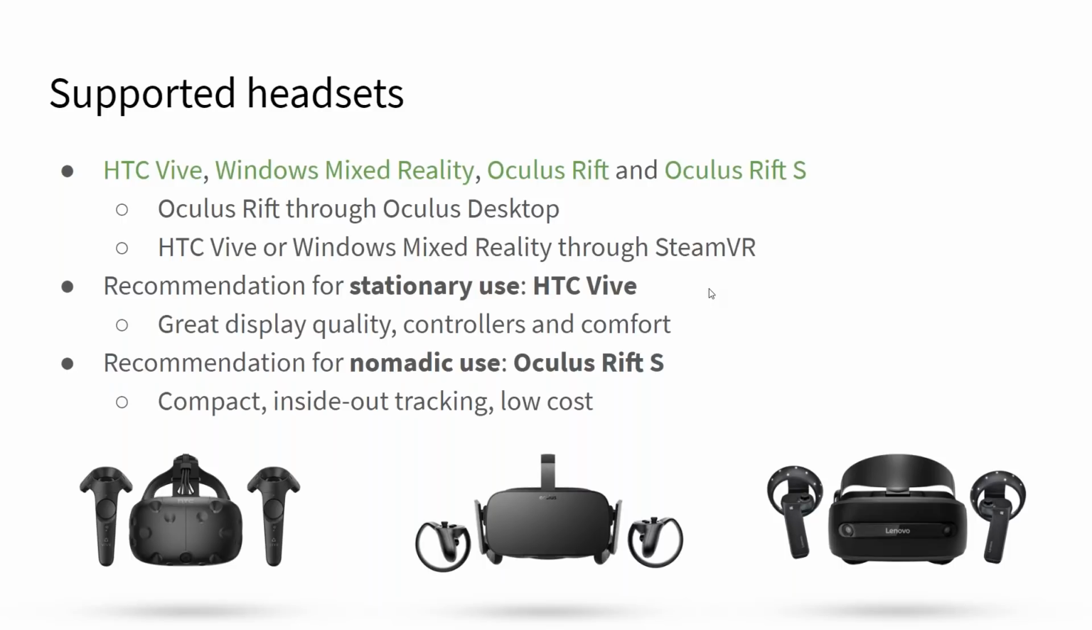However, if you are a nomadic user, and with that I mean a user that moves offices a lot or does a lot of customer visits where you need to pop out the headset and make a very ad hoc local setup, then the Oculus Rift S is a very nice solution because it's very compact. It has inside-out tracking, which means that unlike the Vive, it does not have these two base stations, so it can do its own tracking. And it's relatively low cost, although all of these headsets are currently priced very similar.